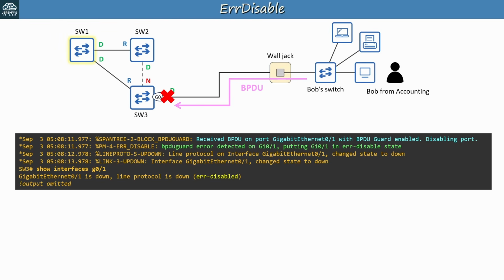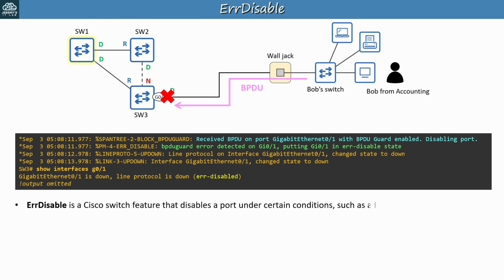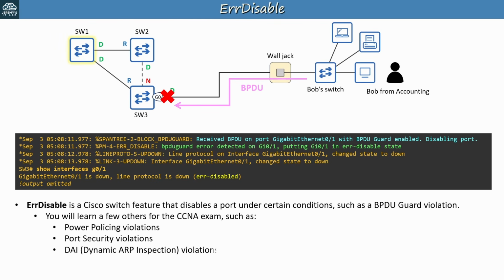In the output of show interfaces G0/1, you can see that the interface has been error disabled. ErrDisable is a Cisco switch feature that disables a port under certain conditions, such as a BPDU Guard violation. If a BPDU Guard enabled port receives a BPDU, that's a violation and the port is disabled. You will learn a few other examples for the CCNA exam, such as power policing violations, port security violations, and DAI, dynamic ARP inspection violations. But those are topics for later in the course.